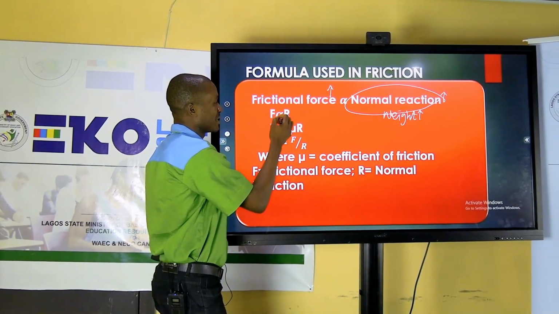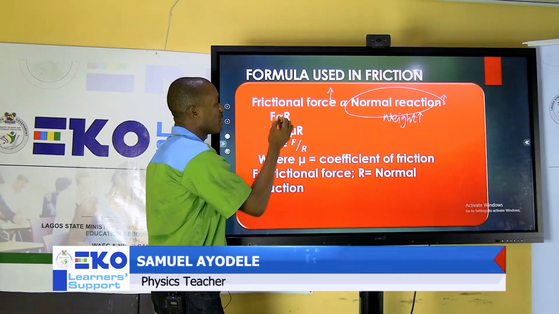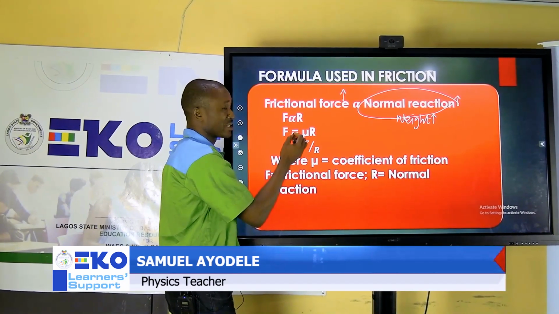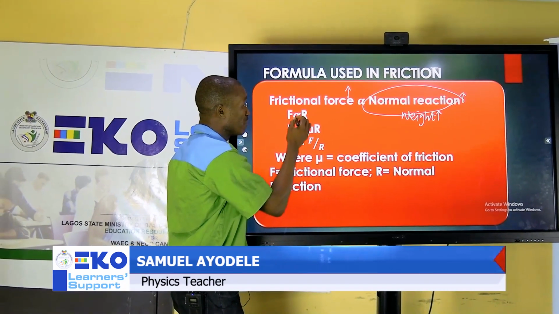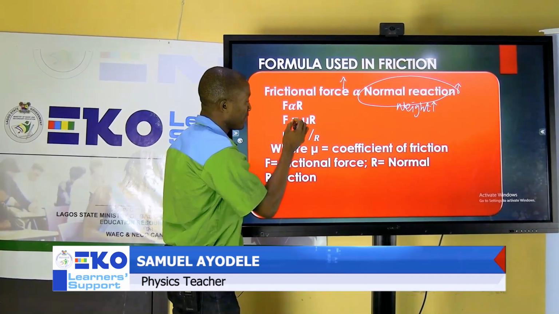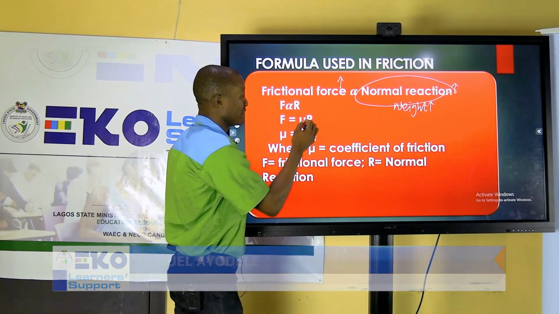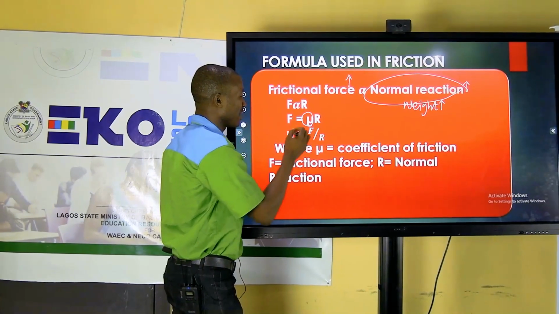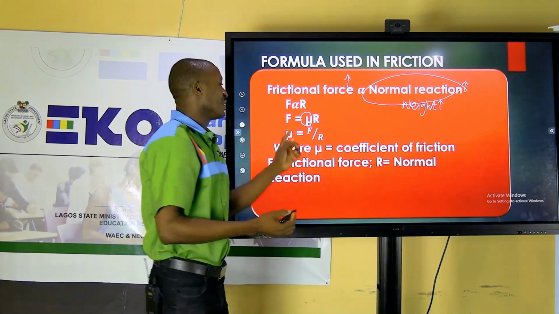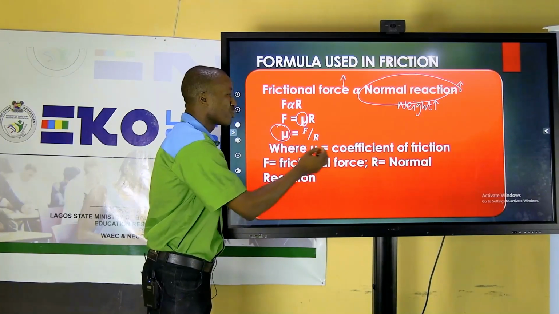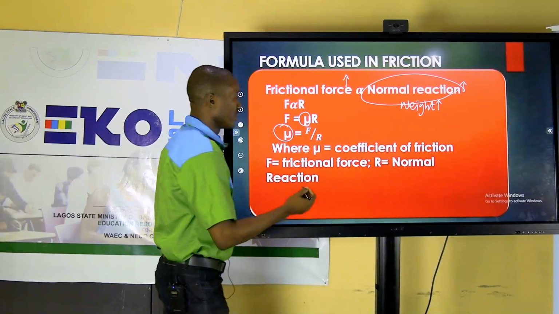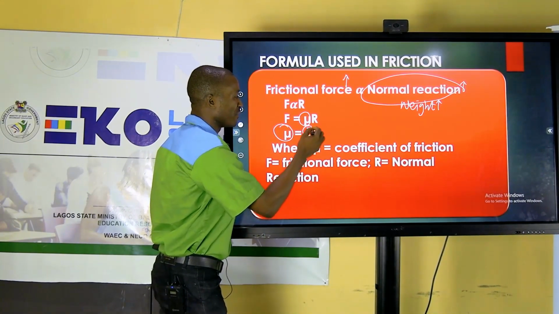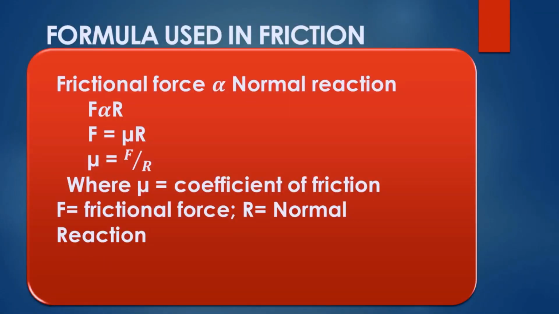We say F is directly proportional to R. When you remove the proportionality sign, you introduce an equality sign with a proportionality constant. So F equals nu R. Making this the subject of the formula, you have nu equals F over R. Here, this nu is called the coefficient of friction. So it's the ratio of the frictional force to normal reaction. You can see F is frictional force, R is normal reaction.